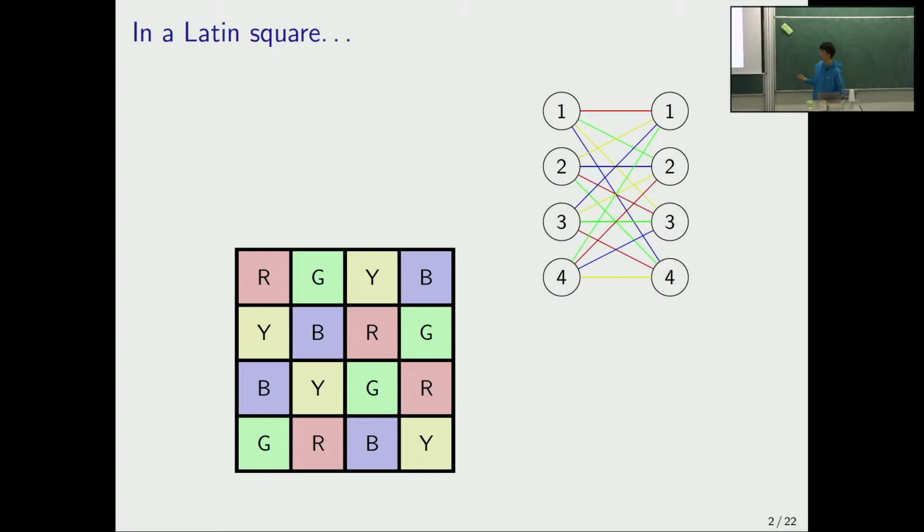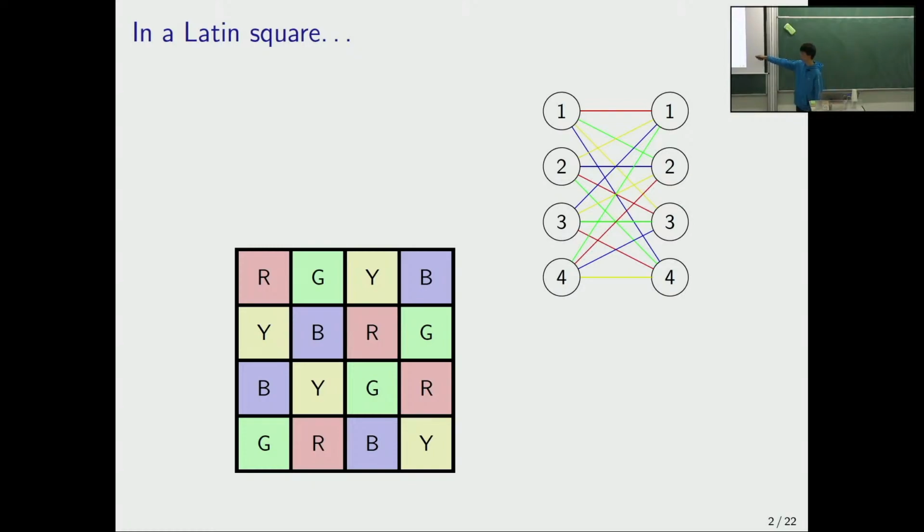The next example is a Latin square. The Latin square is a grid with entries such that in each row and each column, all the entries are different. Suppose we want to find some entries so that they are in different rows, in different columns, and also have different elements. For example, we can find this R, this B, this G and this Y, which satisfy the condition. They are in different rows, different columns, and they have different elements.